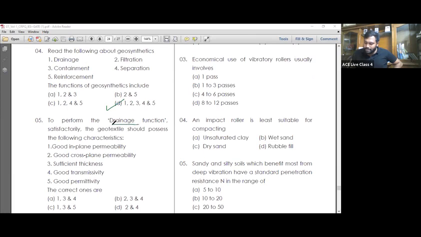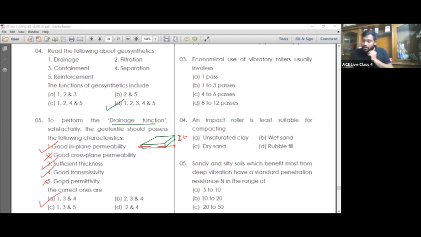To perform the drainage function, the geotextile needs in-plane permeability, as opposed to cross-plane permeability. So drainage is nothing but in-plane permeability. It must have a sufficient amount of thickness, so good in-plane permeability. Cross-plane permeability is for whom? Filtration, with sufficient thickness, and transmissivity or permittivity. In-plane transmissivity, cross-plane permittivity. So good transmissivity. What is the answer? 1, 3, 4. The correct answer is going to be 1, 3, 4.